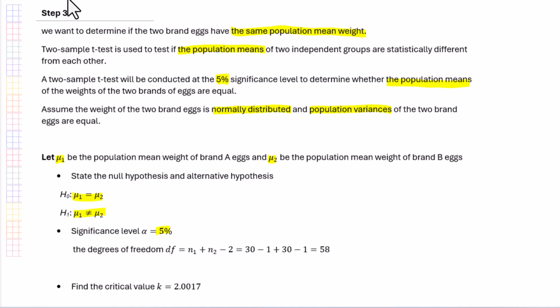The degrees of freedom df equals the number of data for brand A plus the number of data of brand B minus 2 equals 58. Find the critical value K equals 2.0017. I will show you how to get this K.